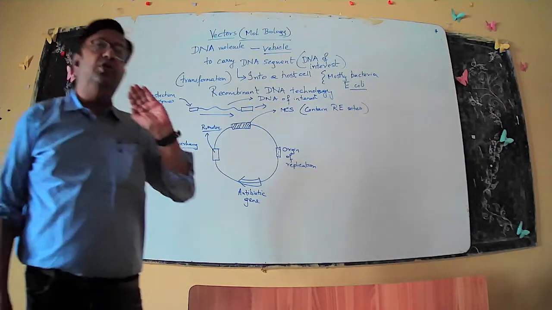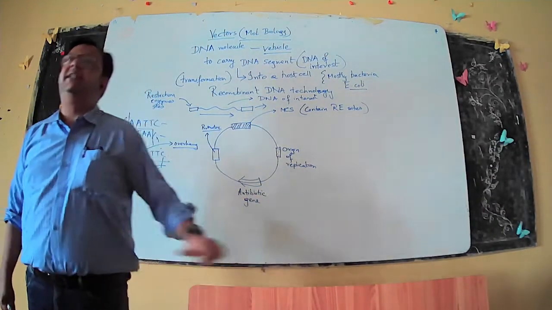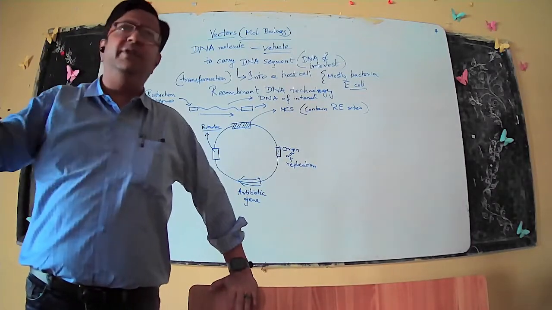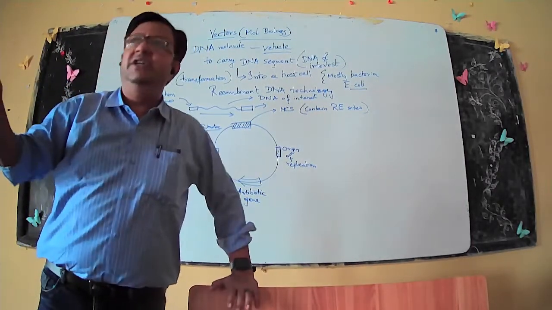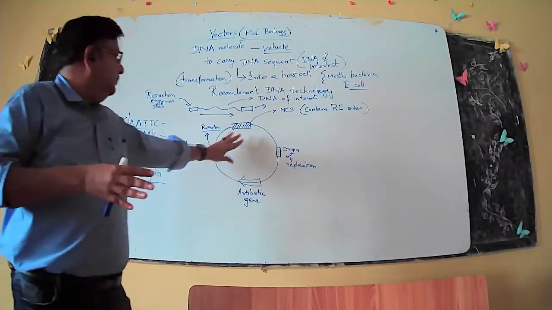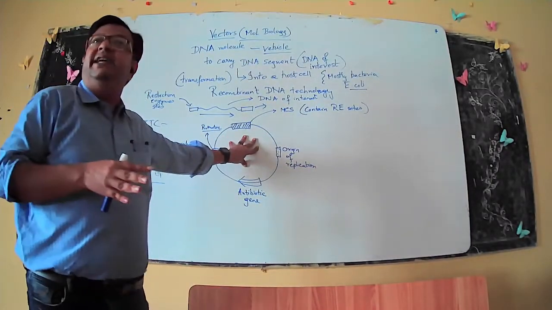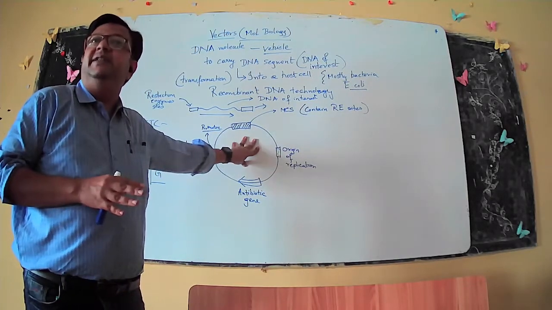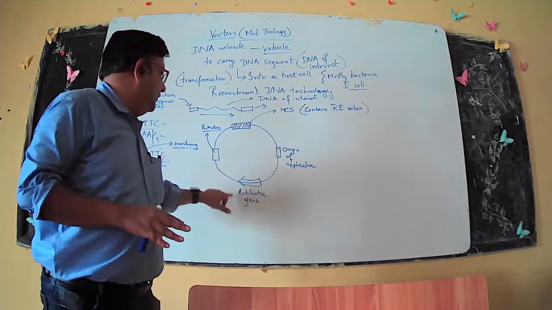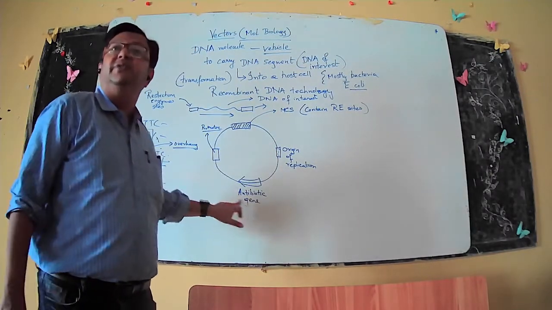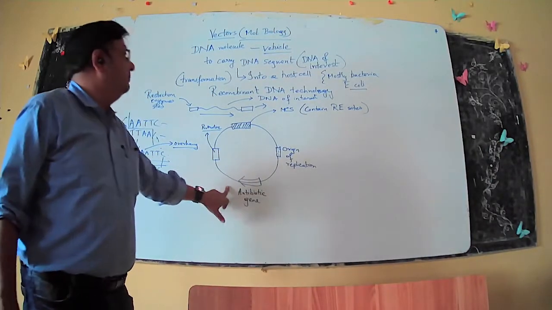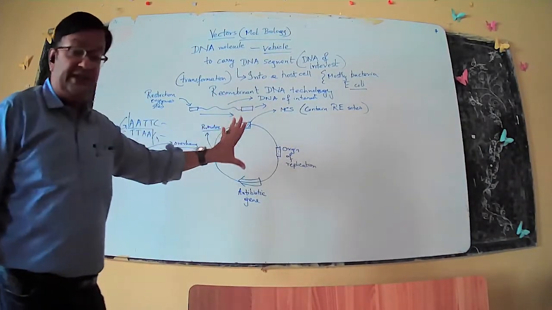You grow them in a medium which has got ampicillin, this antibiotic. Ampicillin, tetracycline, you can use any antibiotic you want. You just grow them over there. The reason is that you need cells which contain this plasmid. The cells which don't have this plasmid do not have resistance to antibiotics. So this is a very important thing which a plasmid must contain.